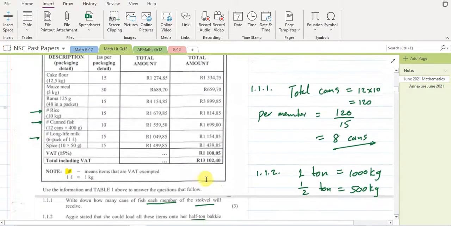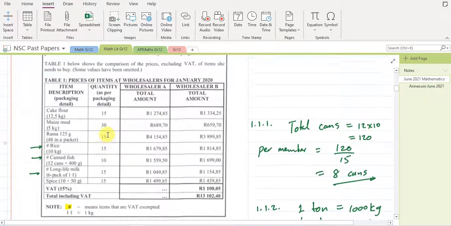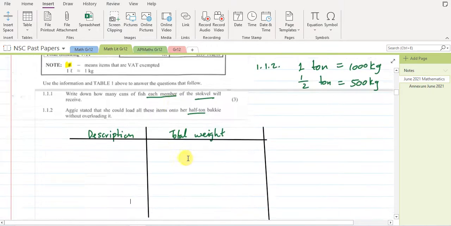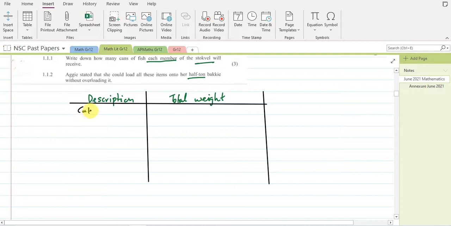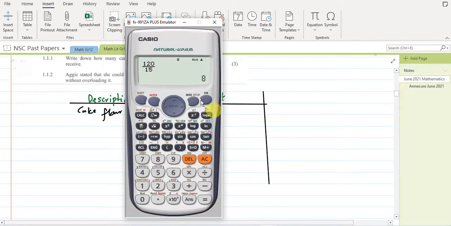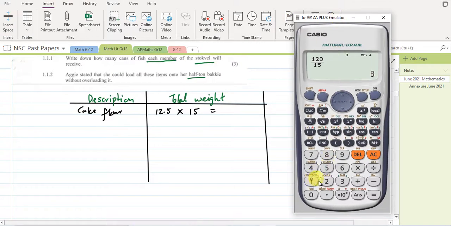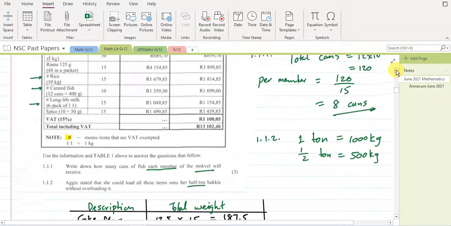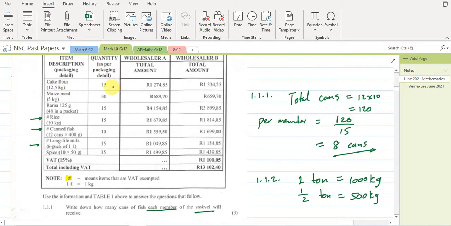Right. So the first one is we're going to convert everything into kgs. We already have this cake flour, which is 12.5 kg, and there are 15 of them. So cake flour: we have 12.5 times 15. Using the calculator quickly, 12.5 times 15, I'm getting 187.5, right? So I'm done with cake flour. Let me just put a tick here.